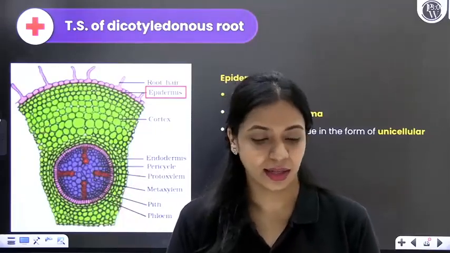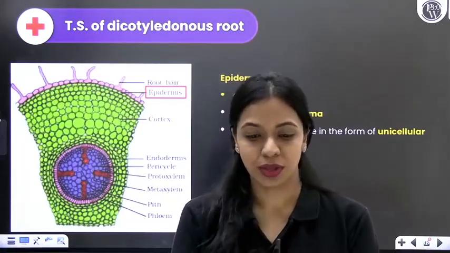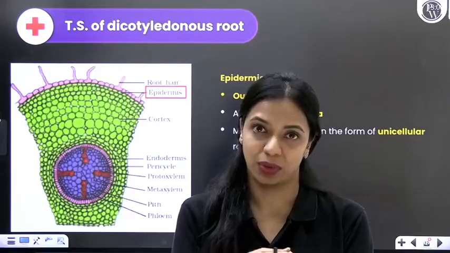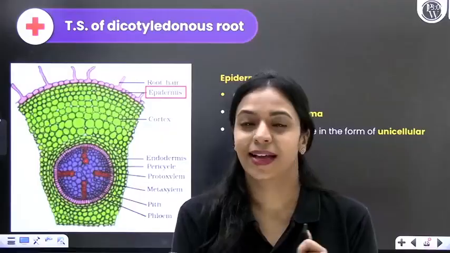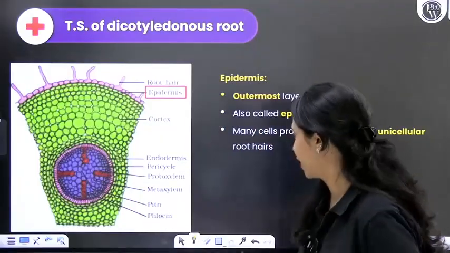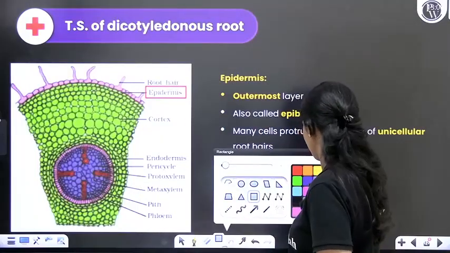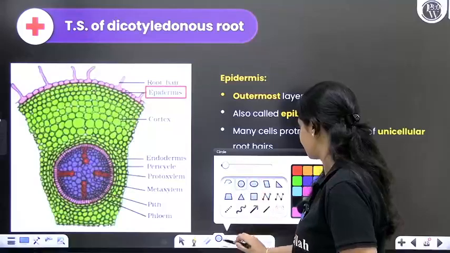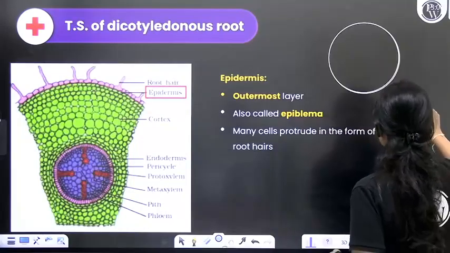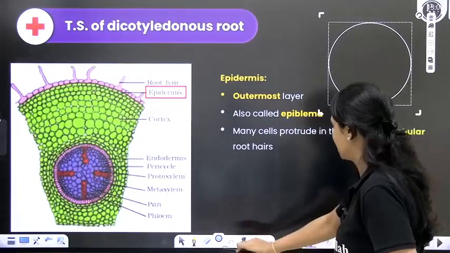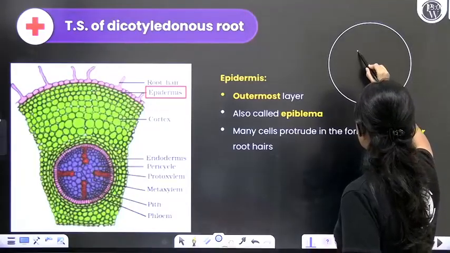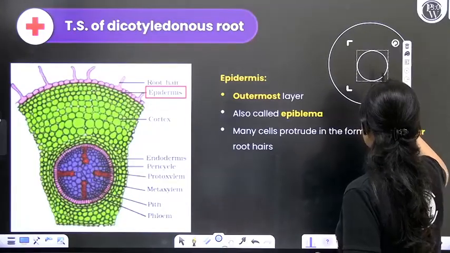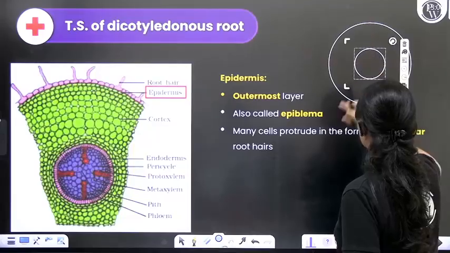Let's understand that. Let's say this is a root. You're taking a very thin slice of a root, like you cut carrots. You cut roots, but very, very thin slices, and you place it under the microscope. You will get a structure like this, right? You will have an outer layer, which is the epidermis. Inside, you will find vascular bundles, right?